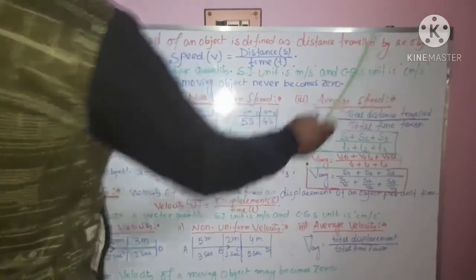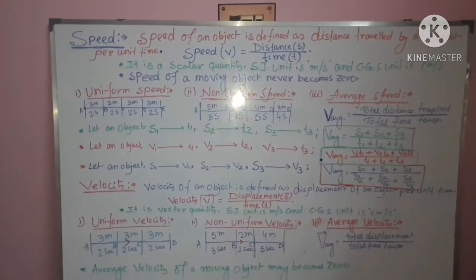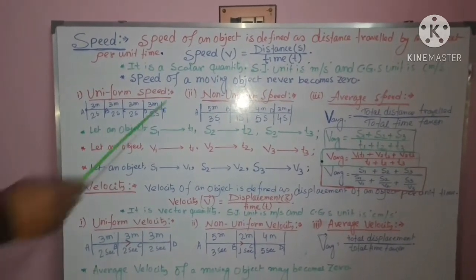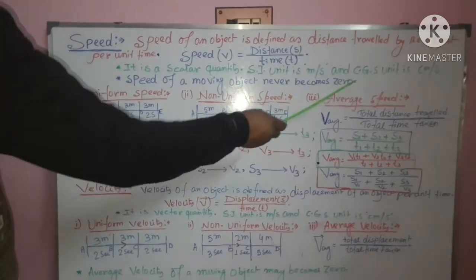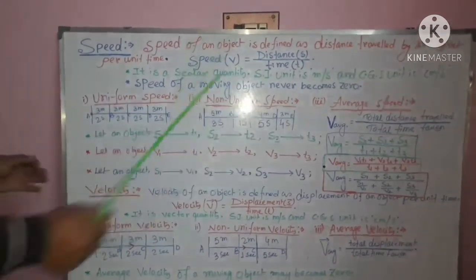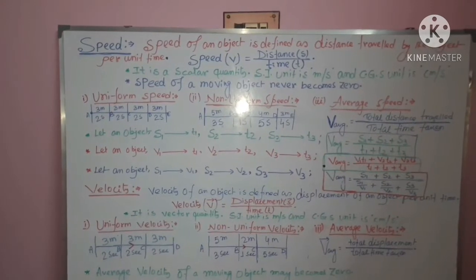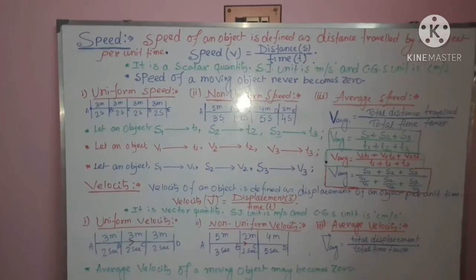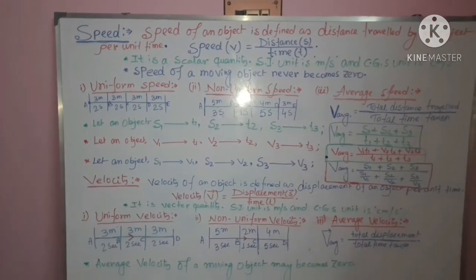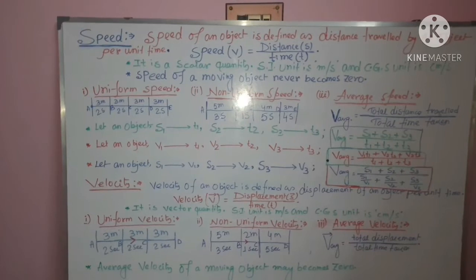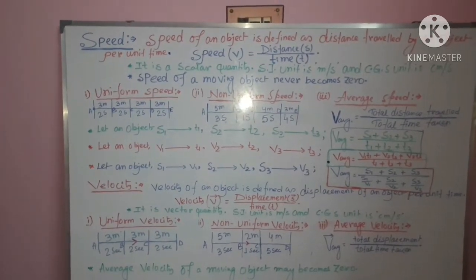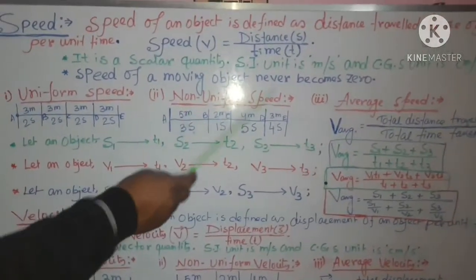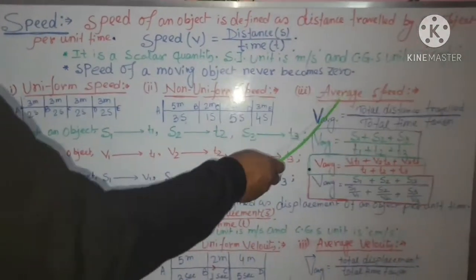Now student, regarding the speed, একটা কথা খুব ভালো করে মনে রাখবে, the speed of a moving object never becomes zero. Never becomes zero means whenever any object is in motion, the speed of the object never becomes zero. Now, the speed is classified into three categories. Number one, uniform speed. Number two, non-uniform speed. And number three, average speed.